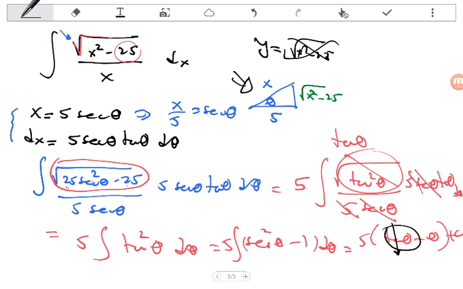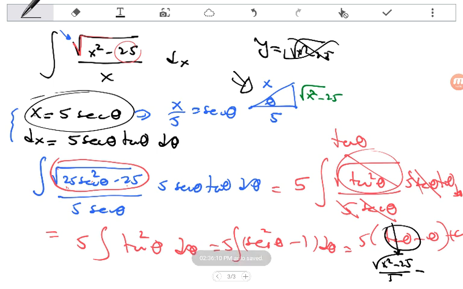Now I need tan theta. What is tan theta from the triangle? It is the root over 5, so this will be root of x squared minus 25 over 5, minus theta. What is theta? We just express it from here: theta is sec inverse x over 5. Okay? We have learned how to apply the trigonometric substitution.